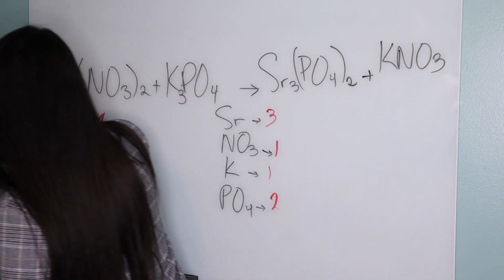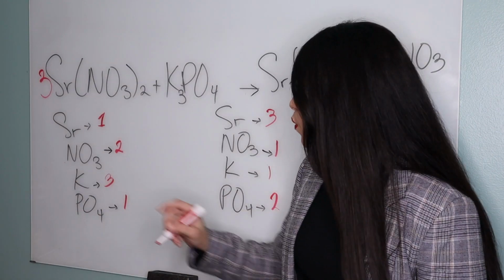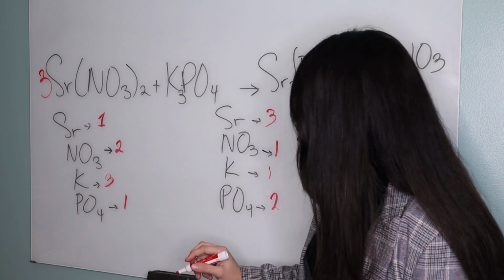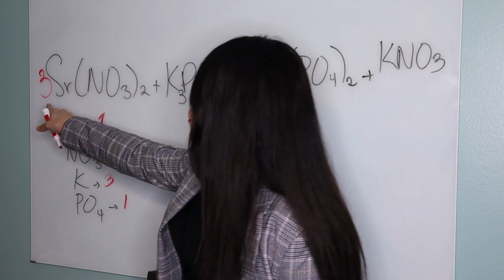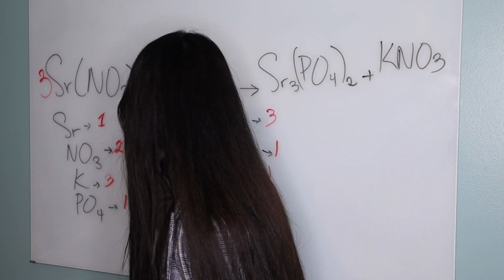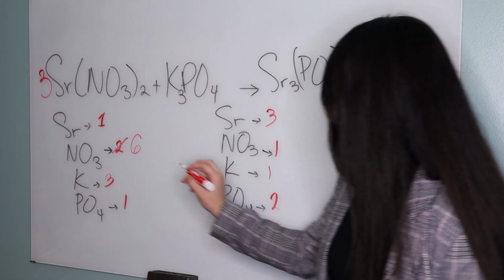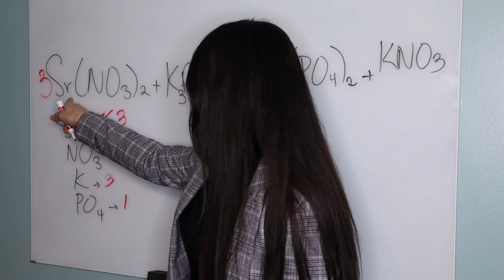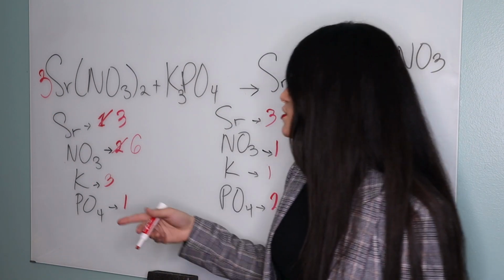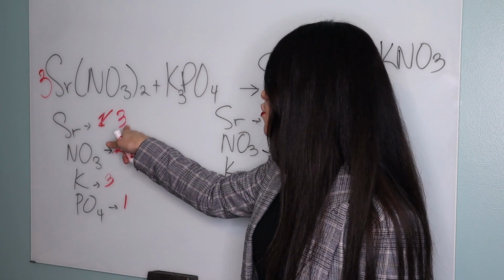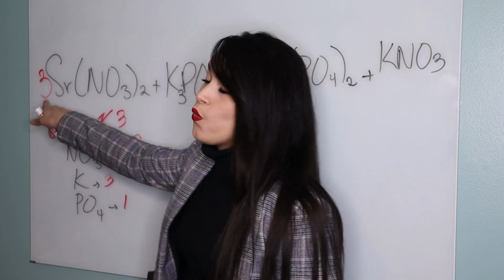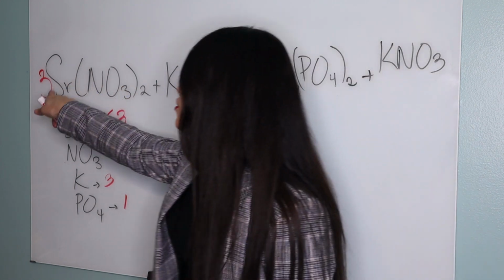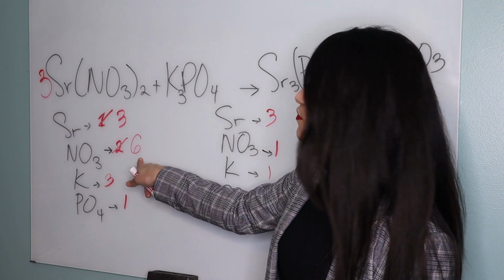So I'm going to take this 3 and place it over there. Once you do that, you're also impacting this nitrate right here. So instead of 2, now we have 3 times 2, total of 6. And now we have 3 over there. So again, I added this 3 here because 1 times 3 equals 3. So now our strontium is 3, but by adding that 3 there, we have changed how many nitrates we have. We had 2, so now we did 3 times 2, which is why we have 6 over here.